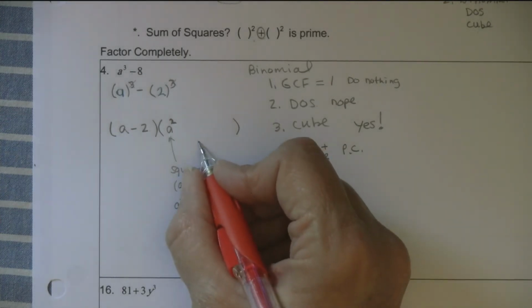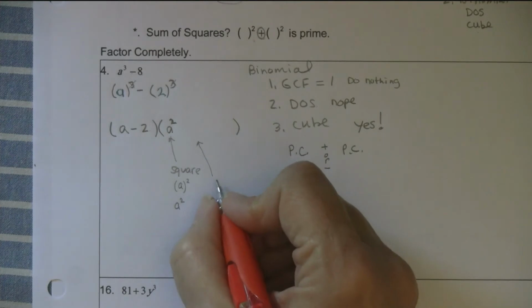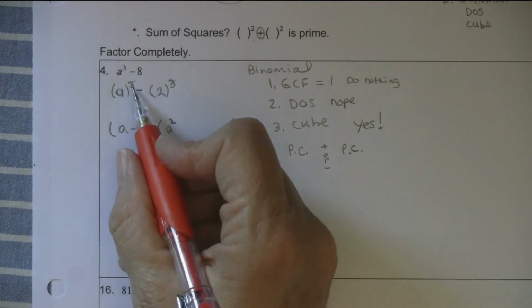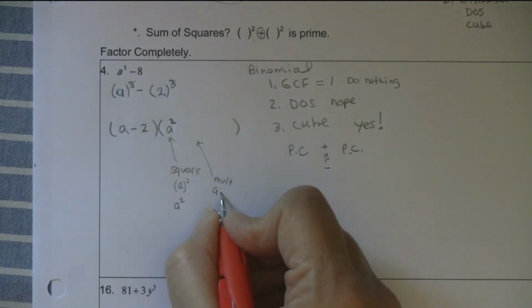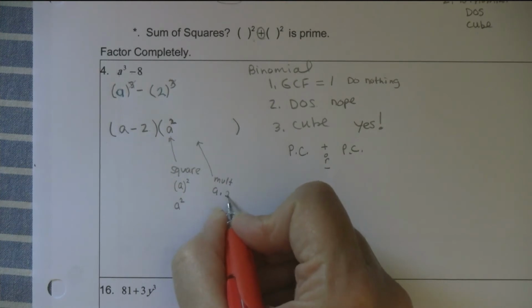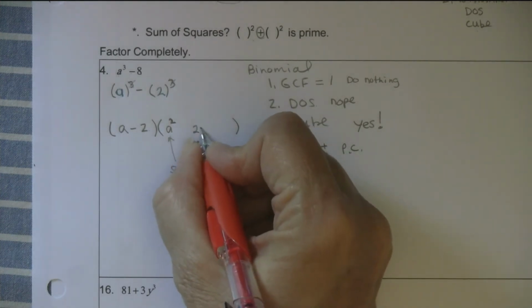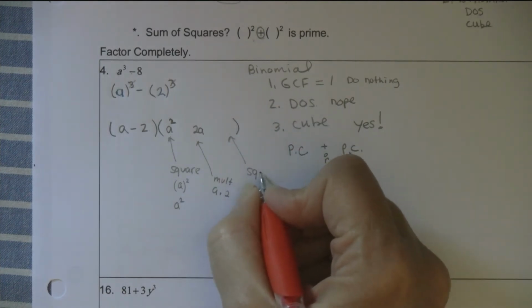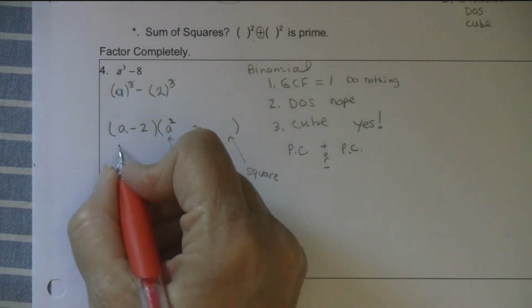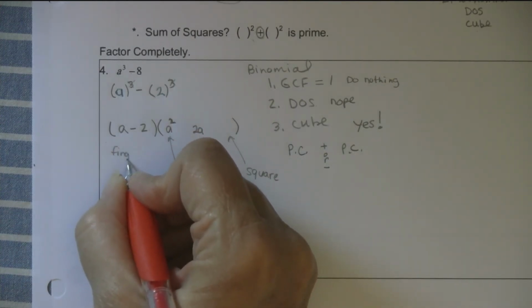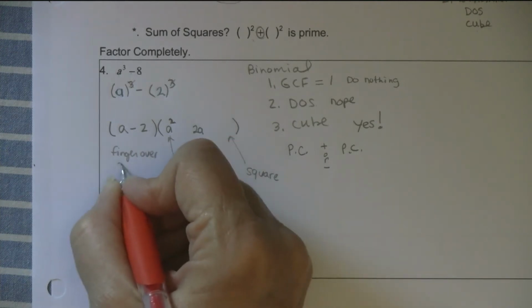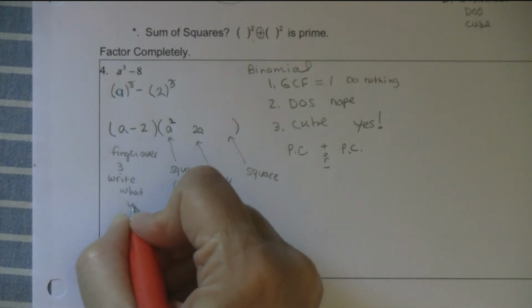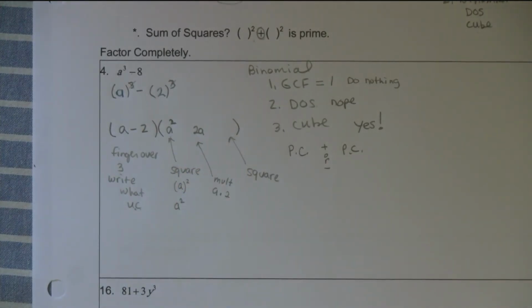And then the next thing is in the center here. And what you do is you multiply the two bases. And the bases are the part that are below the exponent. So that's A multiplied by 2, which is 2A. And then the last here is square. So that's what I sing to myself. So here I sing finger over 3's, write what you see. I don't write it though, I sing it. Finger over 3's, write what you see.